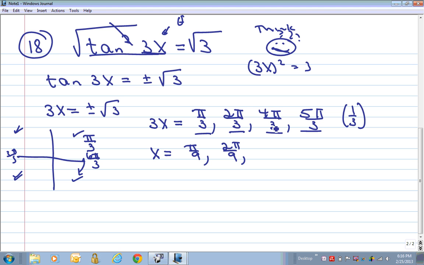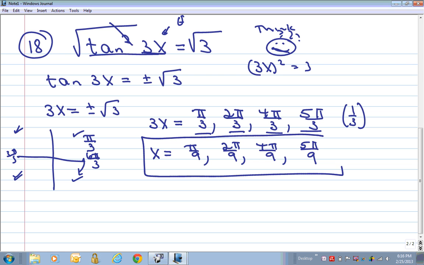I get 4 pi over 3, which would be 4 pi over 9. And finally, 5 pi over 3 times 1/3 would be 5 pi over 9. And this would be my values for theta. And I'd like for you just to list them all out like that.